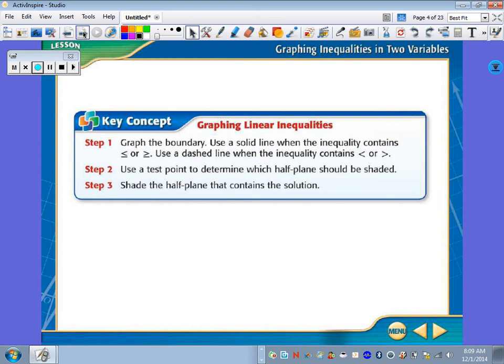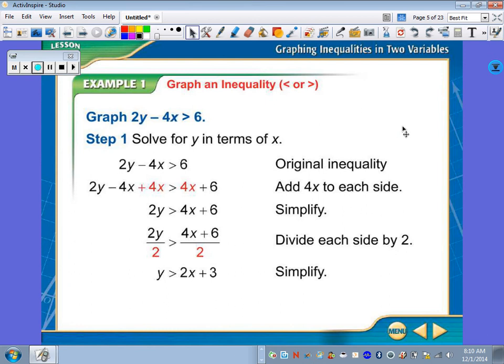So let's begin. Okay, so here's our first equation. What we're wanting to do here is graph the inequality 2y minus 4x is greater than 6. So the first step you have to do is get y by itself. So what we did here is we added 4x to both sides. And then what we end up with is 2y is greater than 4x plus 6. Okay, and then we divide it through by 2.